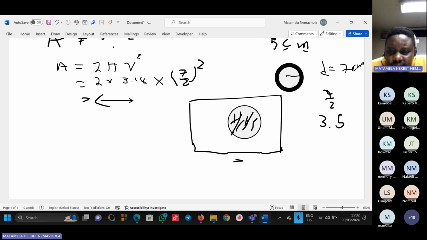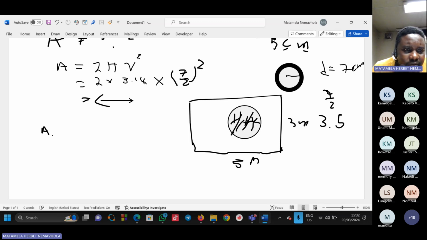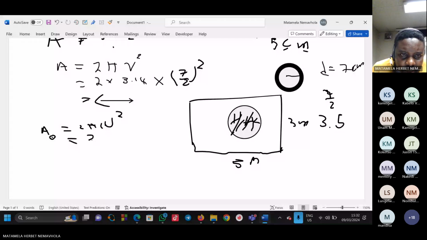So let's assume here is 5 meters, and then here is 3 meters, and then let's assume the radius of the circle is 1 meter. Let's first calculate the area. I can start with the area of a circle. I will just write something like that to show that it is the area of a circle. Area of a circle is pi r squared. It's going to be pi only, because 1 squared is 1. This is pi, guys. I will write it as pi like that.